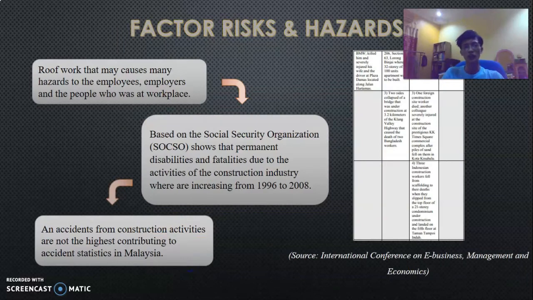Next, factor risk and hazard. This industry exposes many risks and hazards that occur at construction sites. For example, roofwork may cause many hazards and risks to the employers and the people who are at the workplace. However, accidents from construction activities are not the highest contributor to accident statistics in Malaysia.